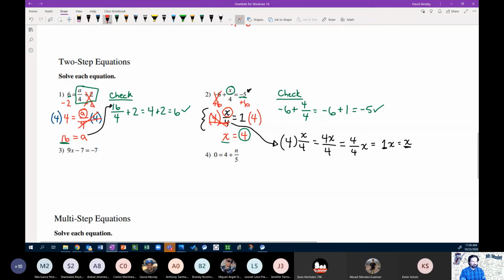Let's look at another example, guys. Let's see what else we got here. So number 3, we have 9x minus 7 equals negative 7.